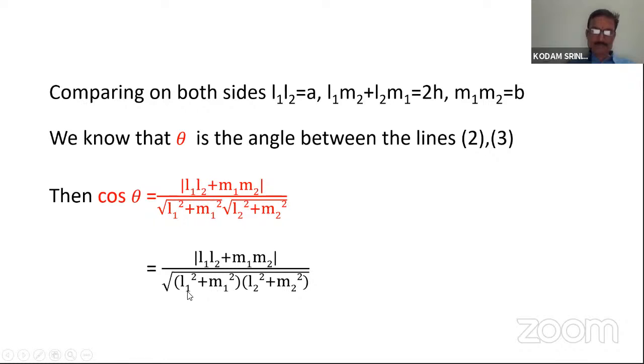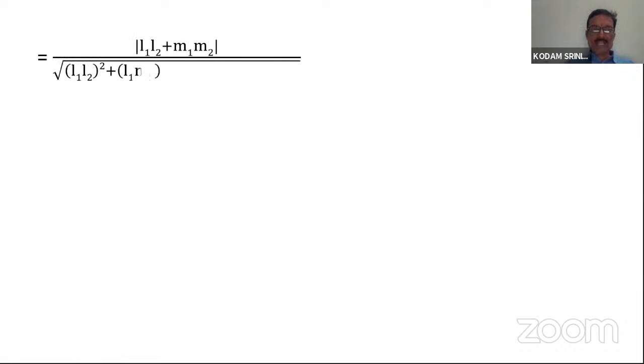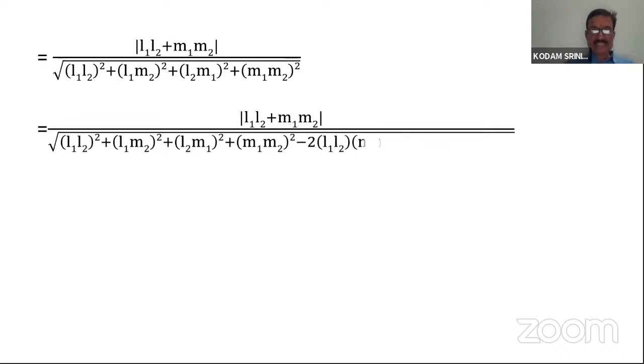So what will we do here? We will multiply these two terms. That is L1 square into L2 square plus L1 square into M2 square, and M1 square into L2 square and M1 square into M1 square into M2 square. So after multiplying these two terms, we will have L1 square L2 square, which we will write as (L1 L2) whole square, and (L1 M2) whole square plus (L2 M1) whole square plus (M1 M2) whole square.